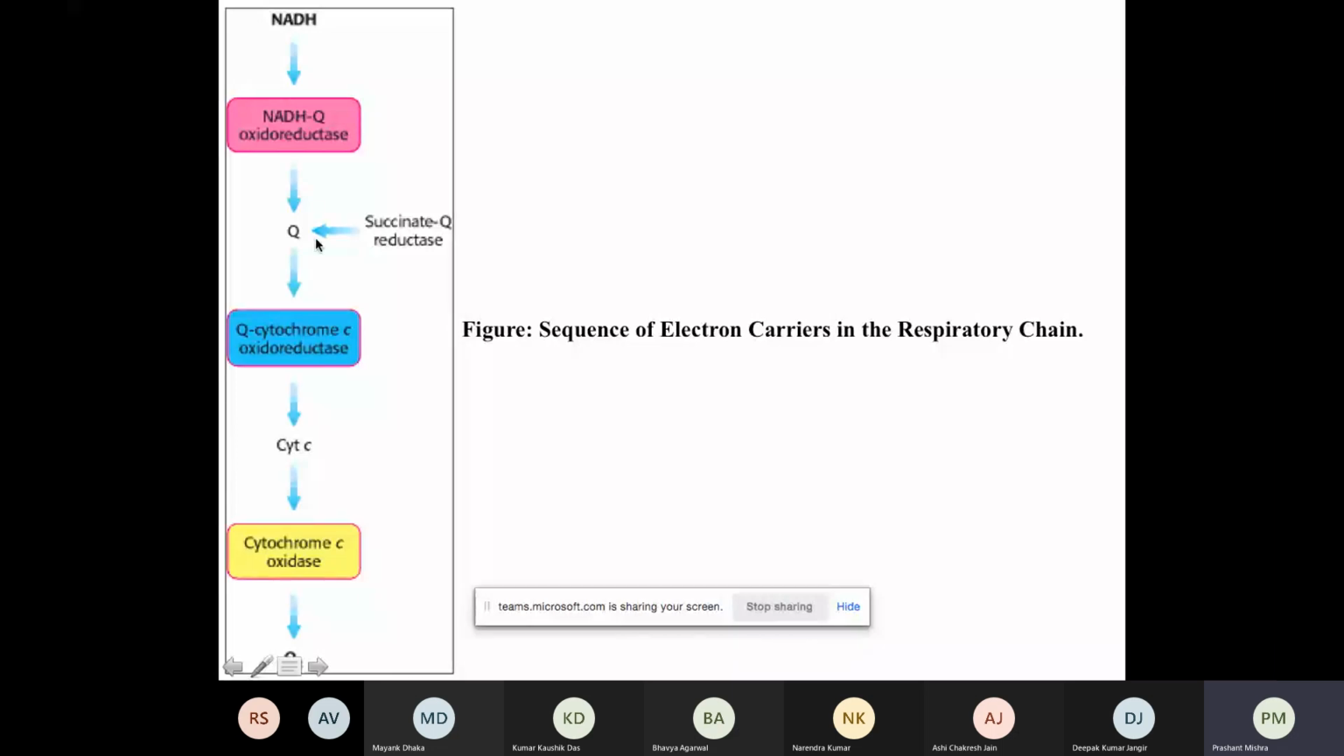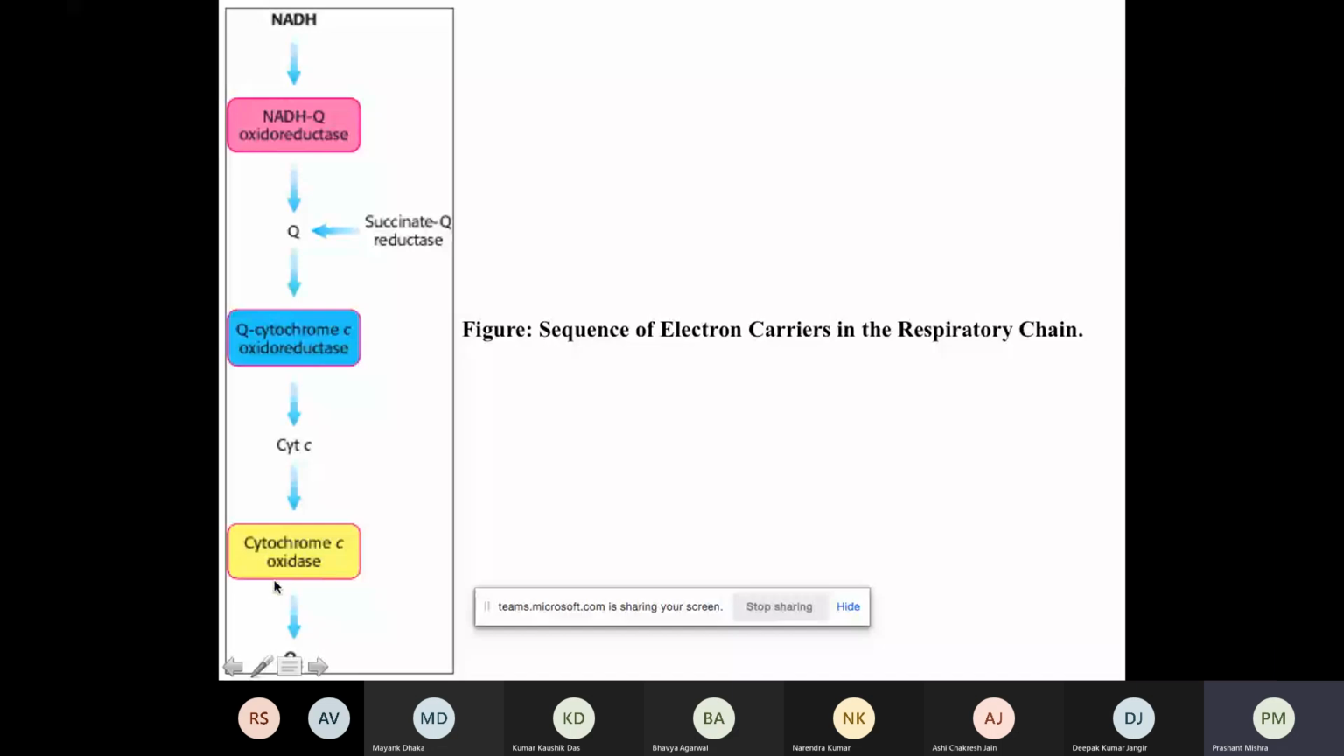Now, what is important here is that NADH is going to have a higher negative value for electron transfer potential than the succinate Q reductase, where your FADH2 is linked. So whenever electron flows from NADH to molecular oxygen, the number of ATP produced will be larger than the one which is produced from FADH2, which is bound to succinate Q reductase.